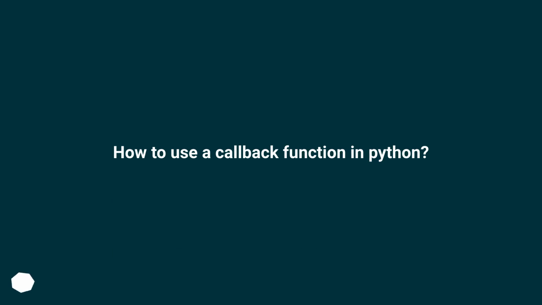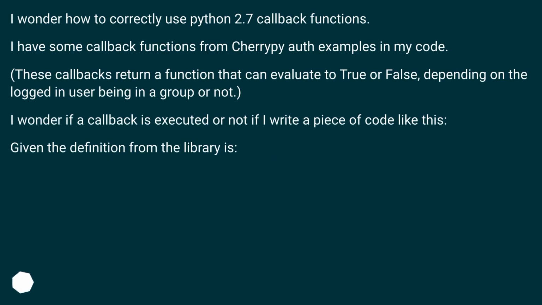How to use a callback function in Python. I wonder how to correctly use Python 2.7 callback functions. I have some callback functions from the CherryPy auth examples in my code.